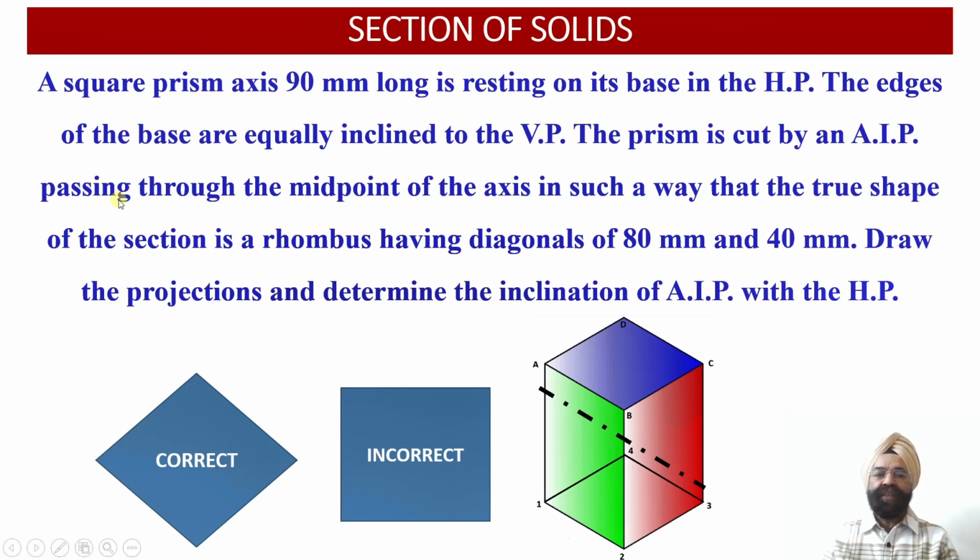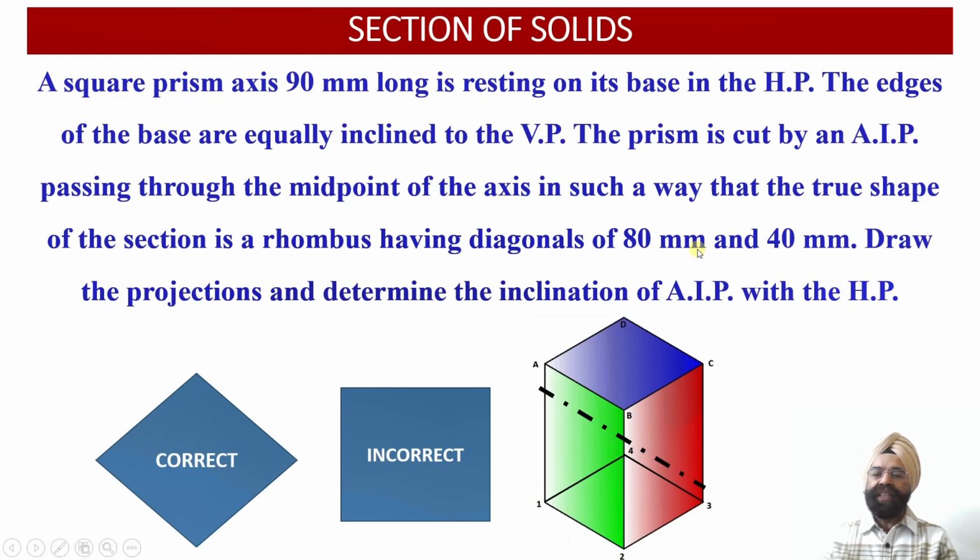But in this case, we have not been provided with the angle of orientation of this auxiliary inclined plane with respect to the horizontal plane. So how do we locate the orientation of this auxiliary inclined plane? Here we have been provided with the true shape of the cut section which will be obtained after the intersection of this cutting plane with the square prism. The true shape of the cut section happens to be a rhombus having diagonals 80 millimeter and 40 millimeter.